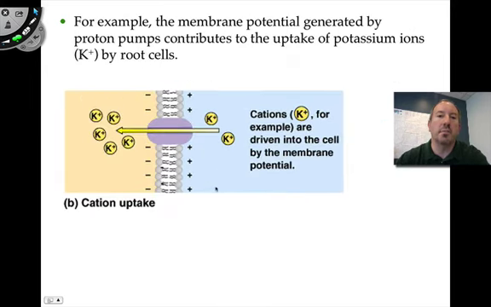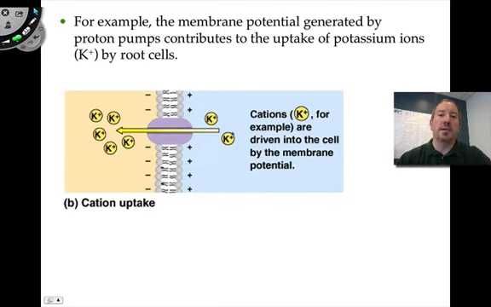Well, an example of this would be, I mentioned this, that once the electrochemical gradient has been established, one of the favorite ions of a plant is potassium. Sort of like we like to eat potassium too, like for example bananas have a lot of potassium, fruit in general. So we need that. And so check this out.